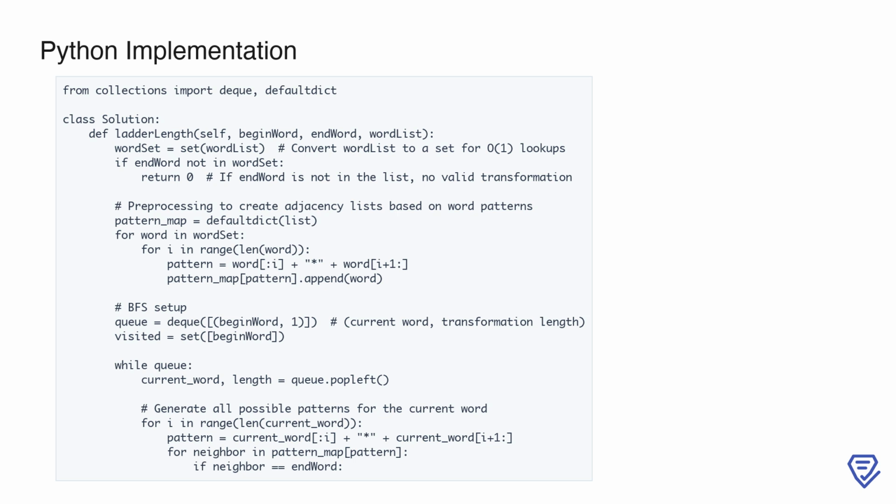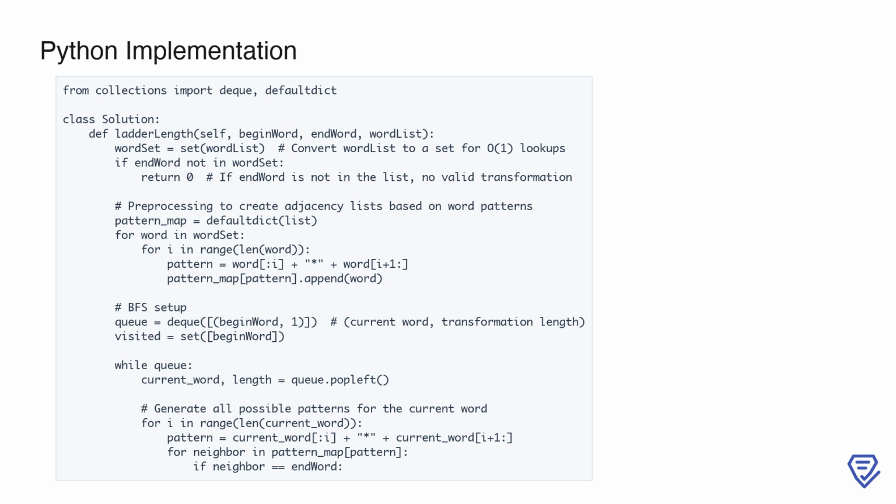Next, we pre-process the words to create a pattern_map, which groups words by their intermediate patterns. For example, replacing one character in a word with an asterisk creates a pattern like H*T for the word hot. This pattern becomes a key in the map, and all words matching that pattern are stored in a list as its value. This pre-processing step is crucial for efficiently finding neighbors during the transformation process.